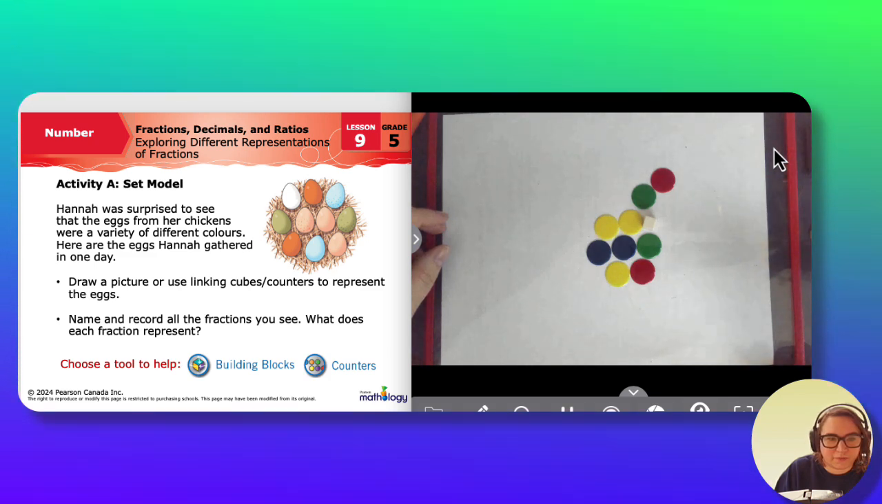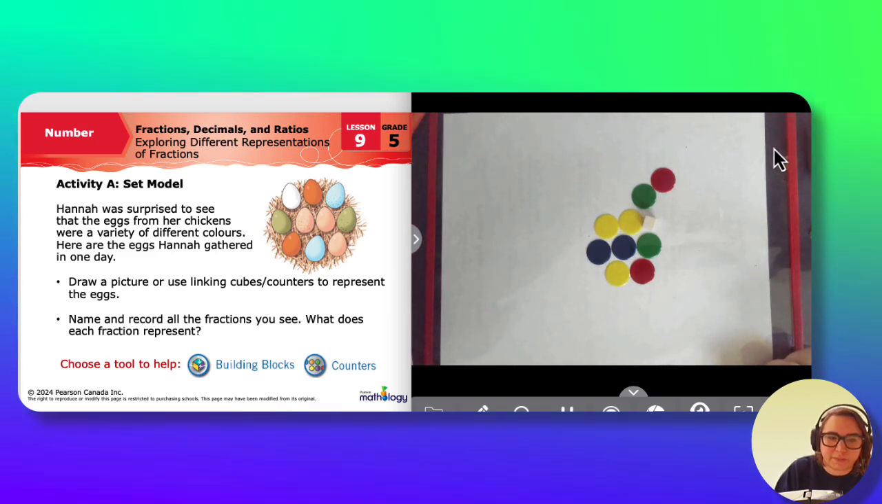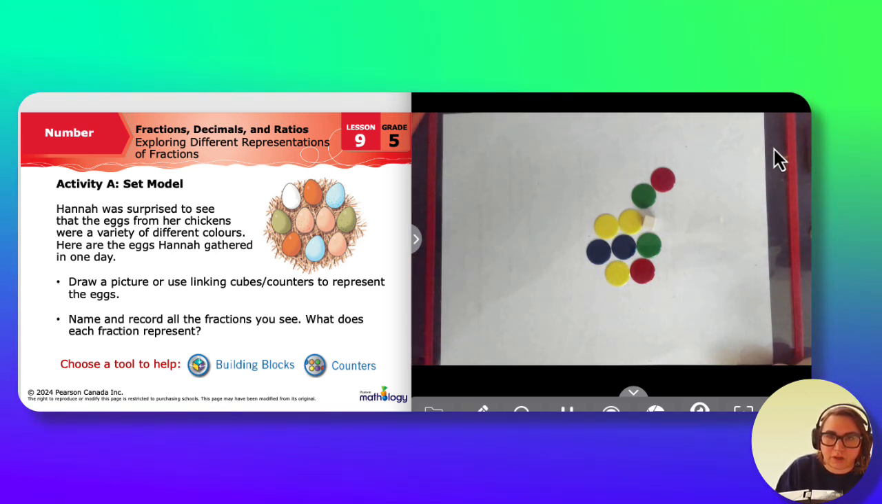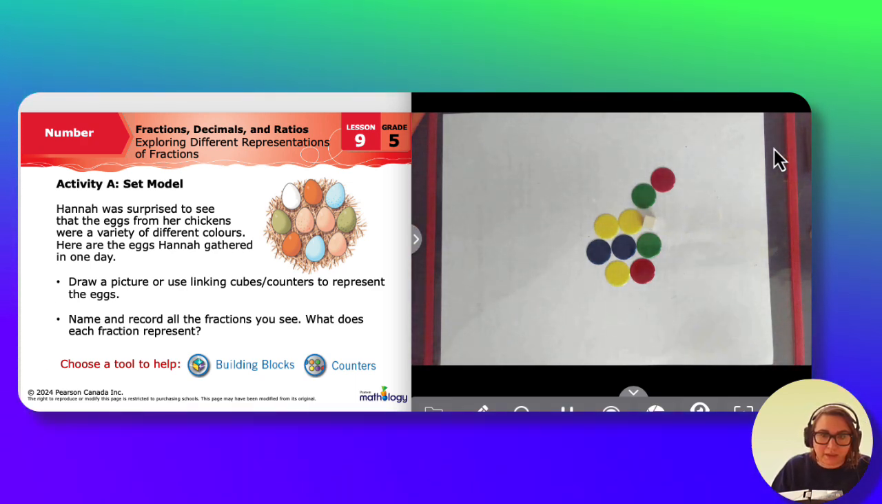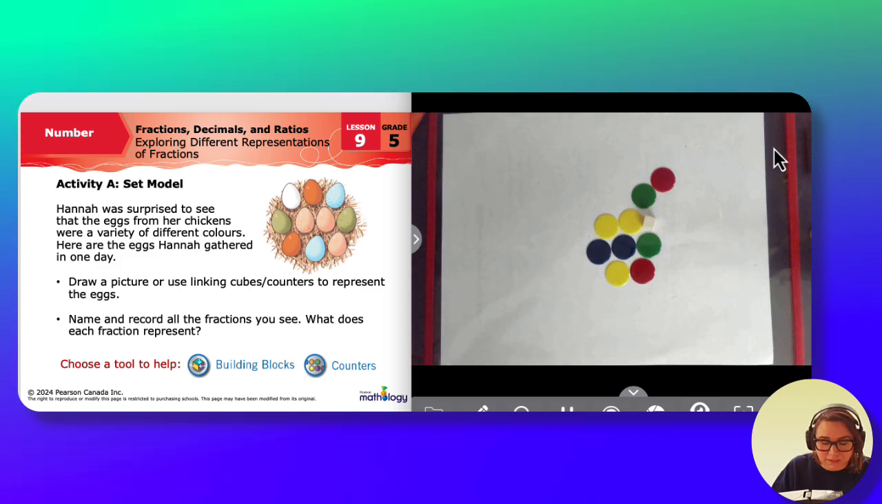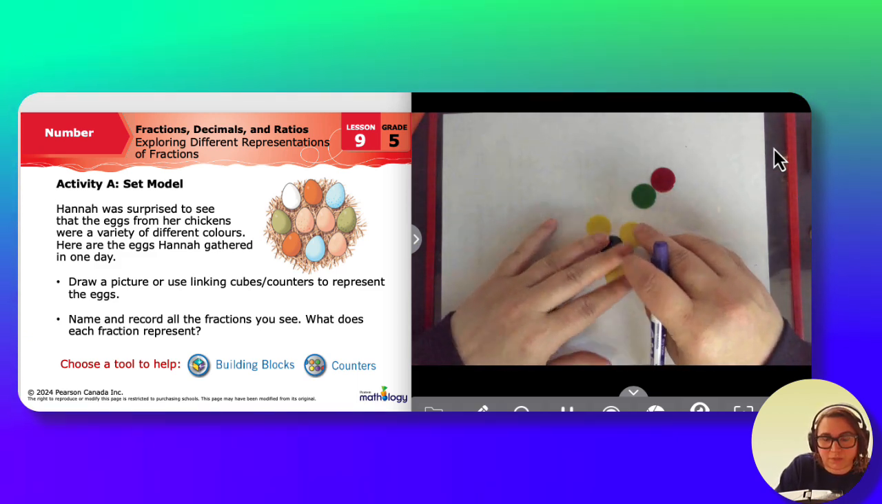So Hannah, our friend, has some chickens, and her chickens have just laid some eggs, and she's gathered the different eggs together. She wants to make a set model to represent the different kinds of eggs. This activity works best if you give students the manipulatives. We want to make sure that they have a concrete understanding of how fractions work. We want to make sure that they understand the set model here before we start building them into more abstract and symbolic representations.